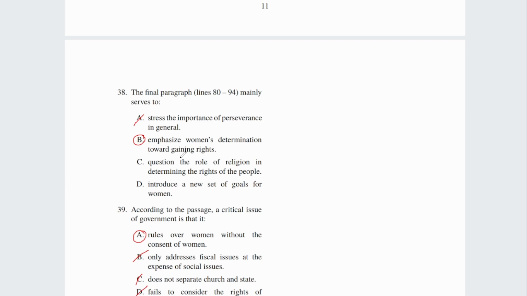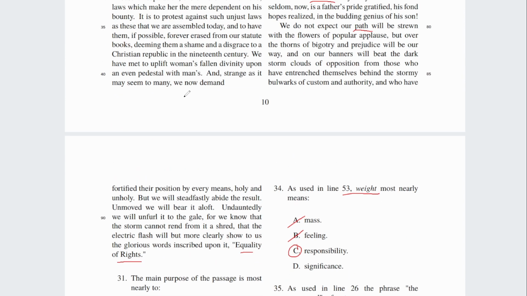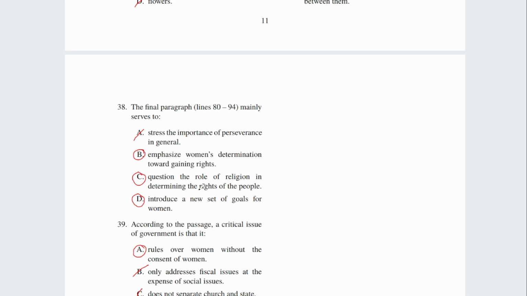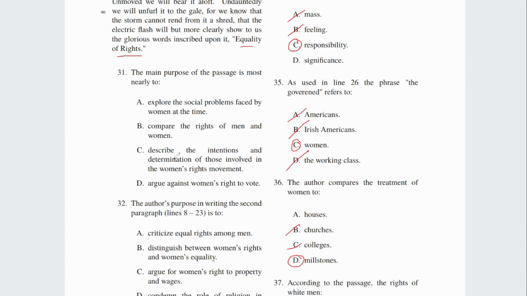Again, questioning the role of religion. Religion is not anywhere at all in this paragraph. Or introduce a new set of goals for women. No, this really seems like the logical conclusion for the entire passage, right? This is not a new set of goals. This is the goal that we've been developing. We've been discussing it the entire time. So, excuse me, I marked these correct, but they are not. C and D are wrong, and I think B is the right answer. So only 2 questions left in the entire passage.